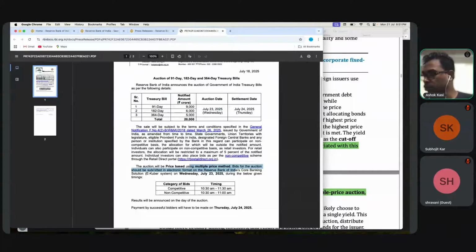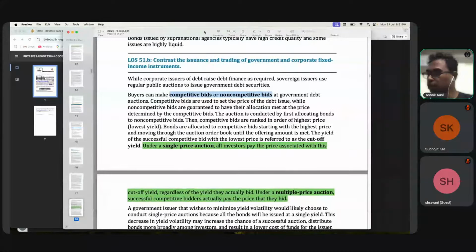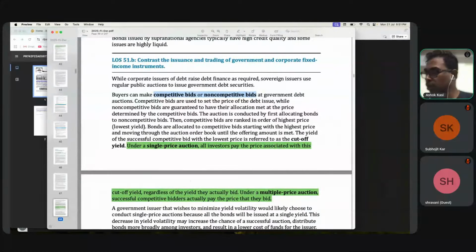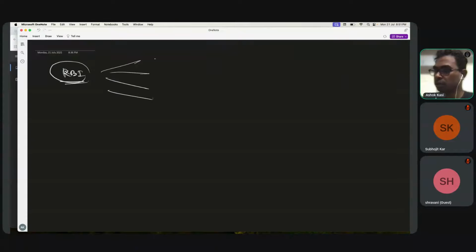The auction will be price based, using multiple price based bids for the auction that should be submitted. So multiple price based means different companies, different institutions will quote different rates. Single price auction means all investors pay the price associated with the cutoff yield. So what does cutoff yield mean? Say for example, this is RBI, the central bank of India. Now these all are the institutional investors, 1, 2, 3, 4.